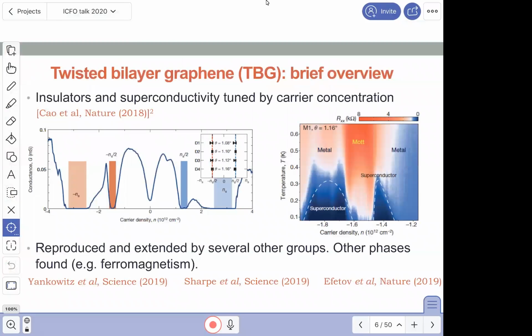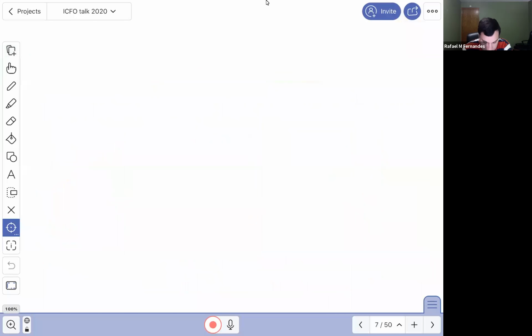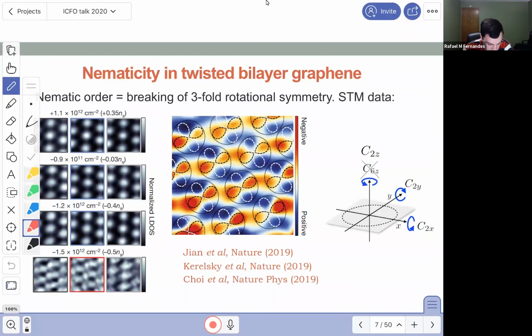All right, so as you've probably seen many times in these lectures, this phase diagram has been not only reproduced, but also extended by several other groups. And an interesting thing that has emerged is other correlated phases appearing besides the insulating and superconducting ones. You've heard about the ferromagnetic phase. I want to talk about another phase here, which is the nematic phase, okay? First, let me define what it is, and I will later go into the formalism on how to define it mathematically. But for now, when I say nematic order, think that I broke the six-fold rotational symmetry to two-fold. In other words, I lose the three-fold rotational symmetry.